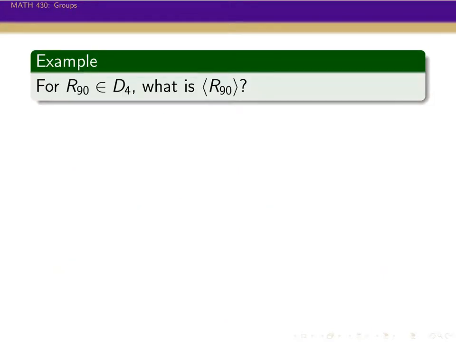Okay, so let's go back to our rotation by 90 degrees in D4. What does the cyclic subgroup generated by R90 look like? Well, let's not forget the identity. That's the 0th power. And then it has R90, and then we already showed that R90 squared is R180.